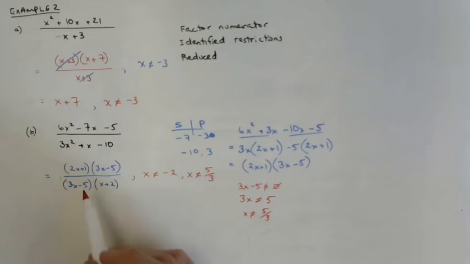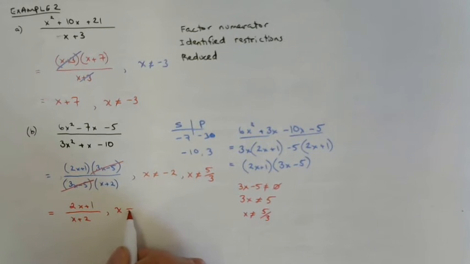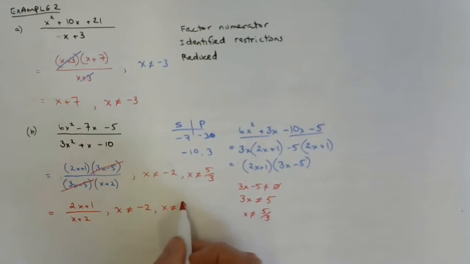Now I'm ready to reduce, which is canceling out the common factors in the numerator and the denominator. I see a factor of 2x plus 1 in the top, 2x plus 1 in the bottom. That equals 1. So my final answer then is 2x plus 1 over x plus 2, where x cannot be -2 and x cannot be 5/3.